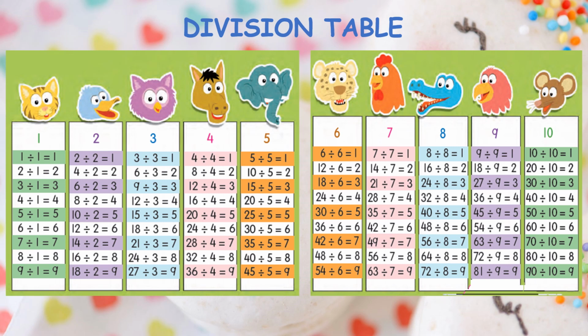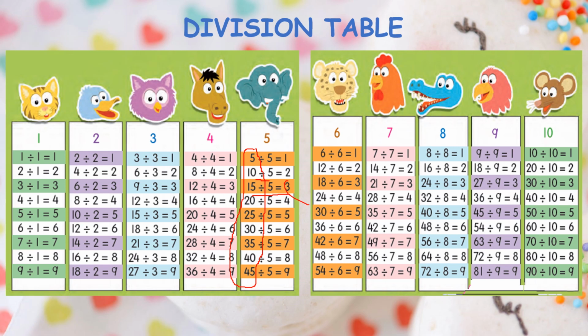And then so on. Now look at the division table of 5. It starts from 5. 5 divided by 5 equals 1. 10 divided by 5 equals 2. 15 divided by 5 equals 3. And then so on. As you can see here, the numbers here are the product of the multiplication of 5. It's the product of 5.